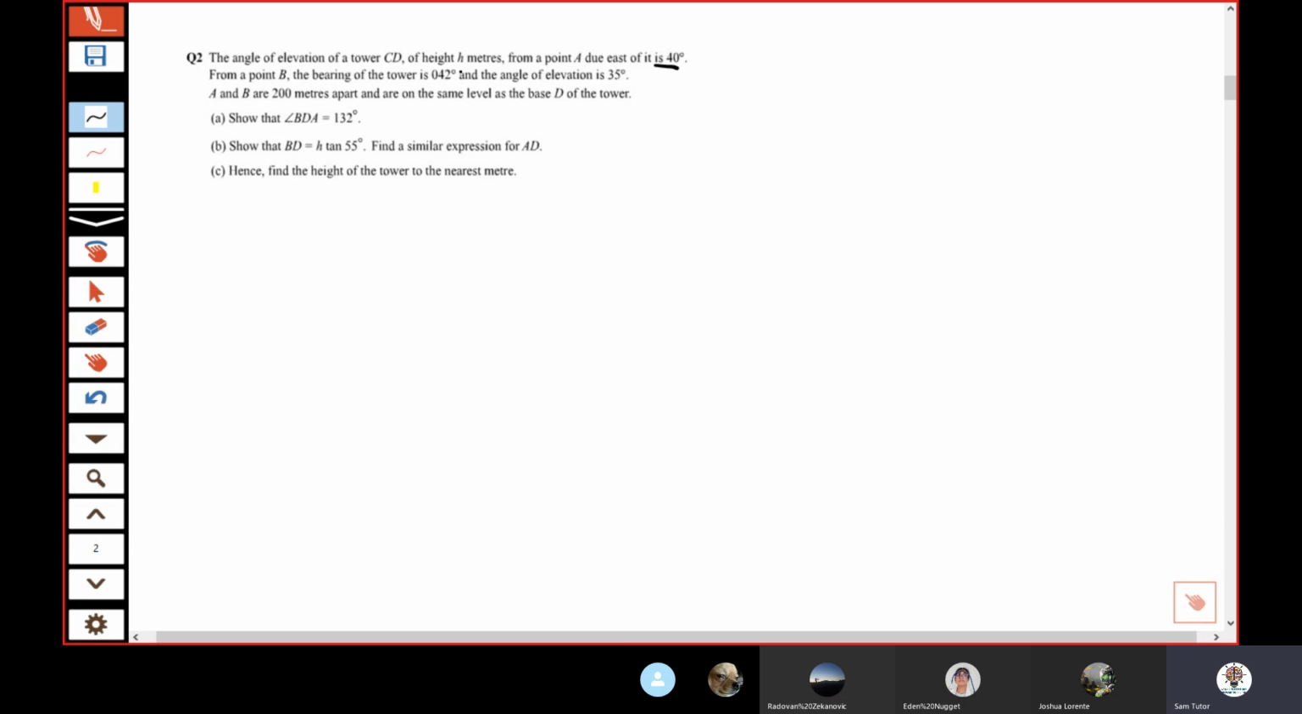But no, so it goes like this. The angle of elevation is 40 degrees of the tower, which has height h, from A. The angle of elevation is 40 degrees, and A is due east of the tower. So pretty much this again. D is on the base. There's your A, which is due east. The elevation is 40 degrees.